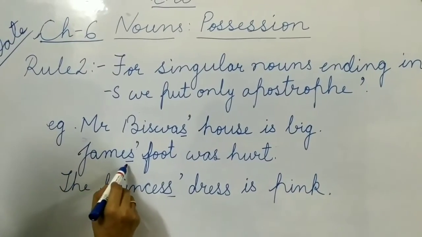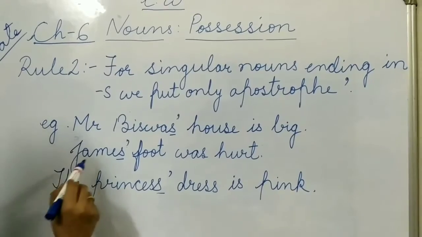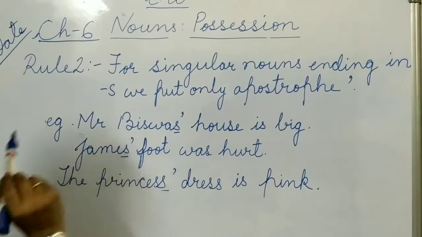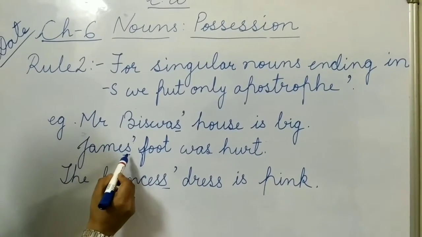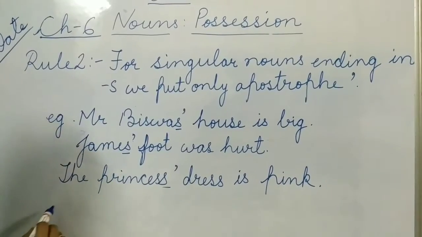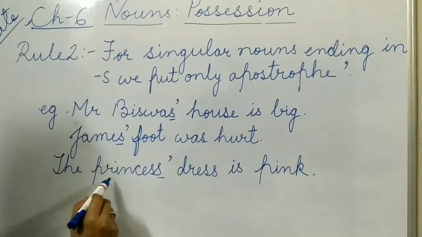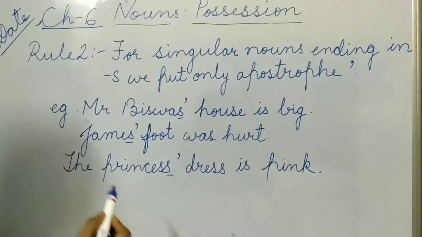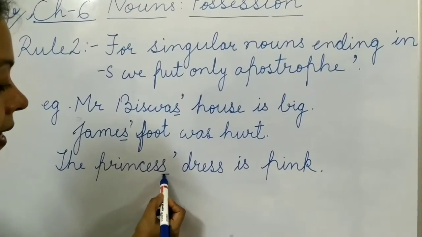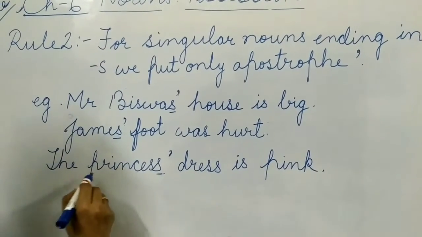Next example, James' foot was hurt. Here James is the name of a boy. This is a singular noun. So we put only apostrophe after the noun James because it is ending in S. Now see the third example. The princess' dress is pink. Tell me children, is princess a singular noun or a plural? Princess is singular and it is ending in S. So we only put apostrophe after princess.